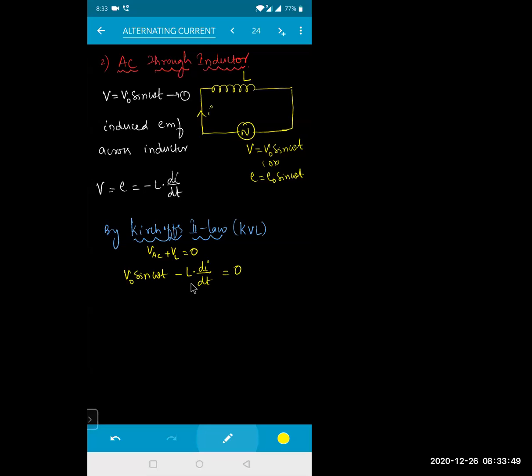If this goes to the other side, I can write V naught sine omega t equals L di by dt. Now from this, write the value of di by dt. Di by dt equals V naught divided by L into sine omega t. This is a function of t.